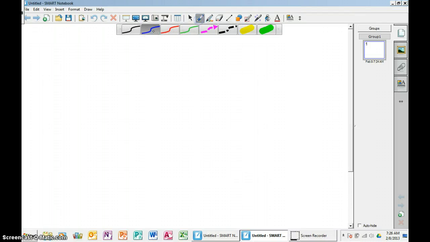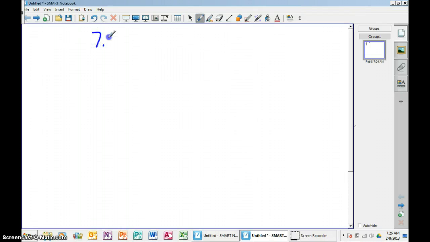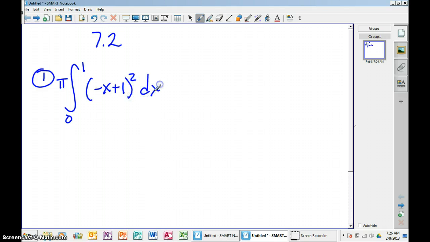Okay, this is going to be the homework from 7-2. All right, number one was a picture of a line. It said negative x plus 1. So it's going to be the integral from 0 to 1 of negative x plus 1, quantity squared, dx.